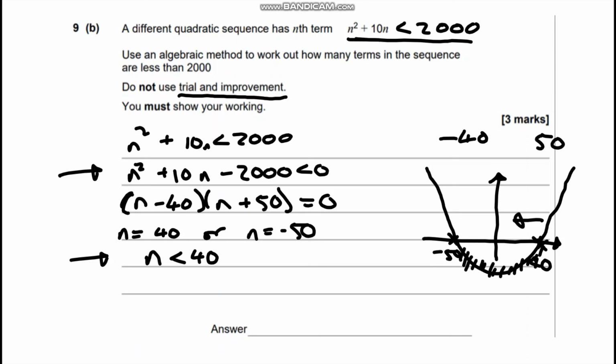It is actually asking you for a term in the sequence, so we can't have 39.5 or 39.7. We have to have an integer for n. So n is going to be 39. That's the biggest integer before we get to 40, and we know that it has to be less than 40.